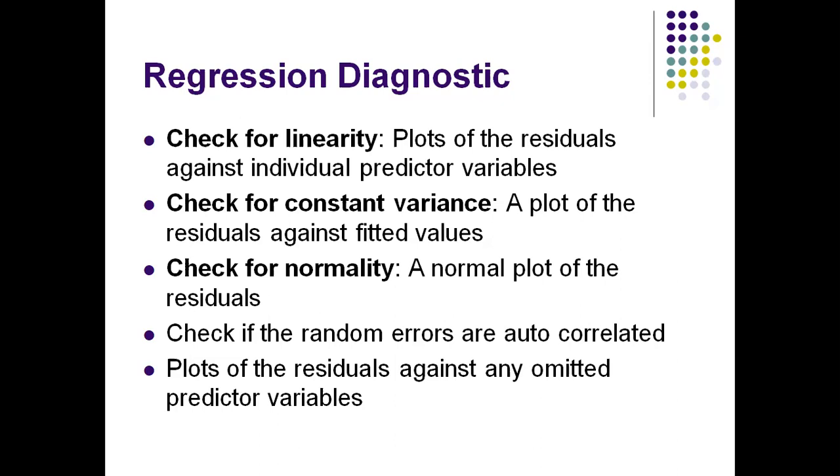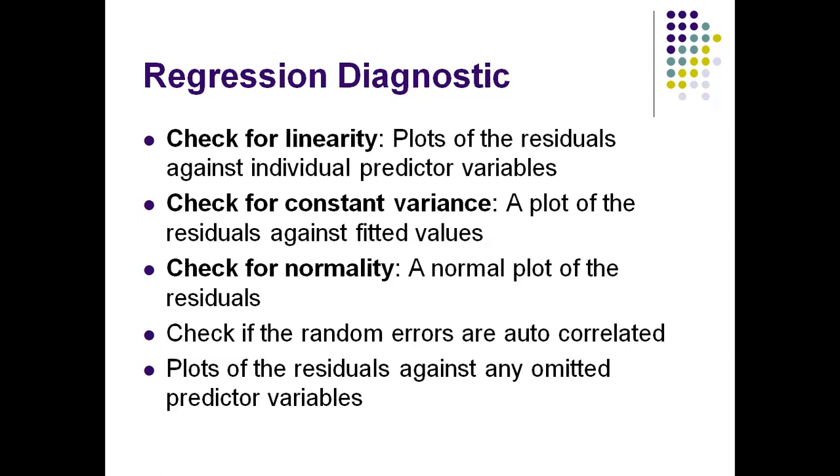Then check for constant variance, that is whether it is homoscedastic or heteroscedastic, that you need to check. A plot of the residuals against the fitted values, means along the y-axis residuals, along the x-axis the predicted value. And you need to check, is there any relationship between the residual error and the predicted variables? Now check for normality. This is basically the quantile plot, QQ plot, a normal plot of the residuals. You need to check whether the residuals follow the normal distribution, yes or no.